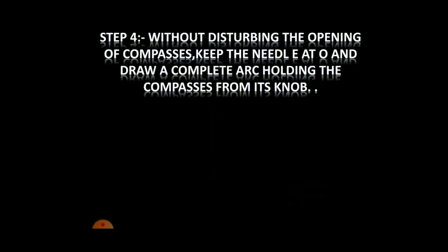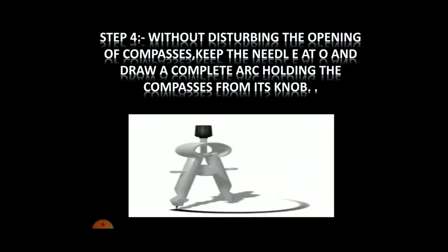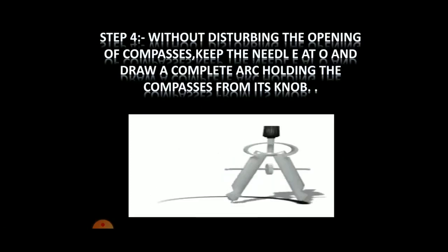Step 4, without disturbing the opening of the compasses, keep the needle at O and draw a complete arc, holding the compasses from its knob. After completing one complete round, we get the desired result. So here's the circle with 10 cm radius. I hope everything is clear.